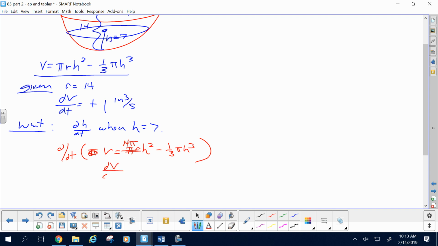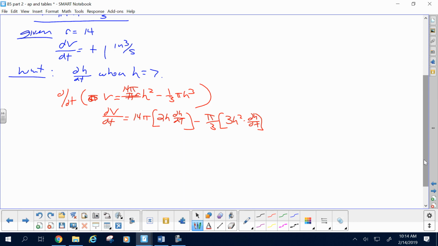dV/dt is, the derivative on this first guy is 14 pi stays, and what's the derivative of h squared? 2h dh/dt, yes indeed. And minus pi over 3 times, and what's the derivative of h cubed? 3h squared dh/dt. From there, you're probably rolling. You can substitute and solve, or solve and substitute. We know dV/dt is 1.